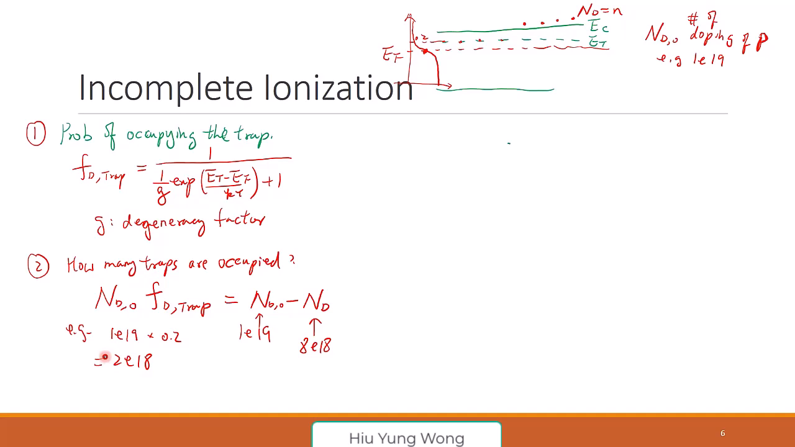So how many of them jump to the second floor? It is ND plus. 8E18 of them went to the second floor. That's why the total number of rooms minus those that went to the second floor, or minus those that are empty, is equal to how many are still occupied. Total number of rooms minus those that are empty is how many are still occupied. Is that okay?